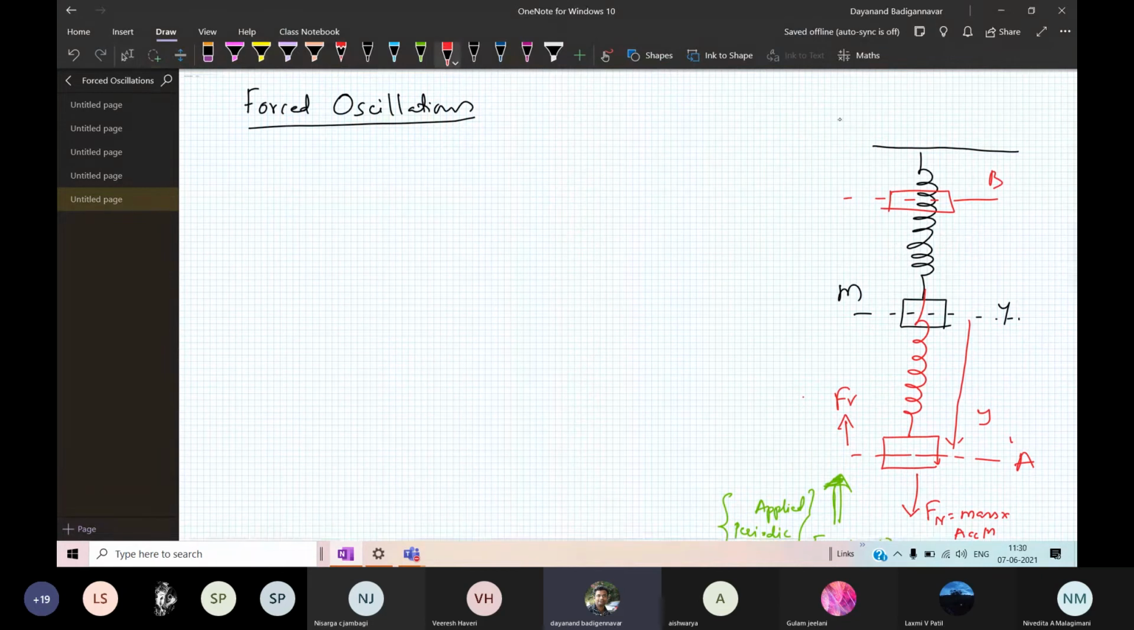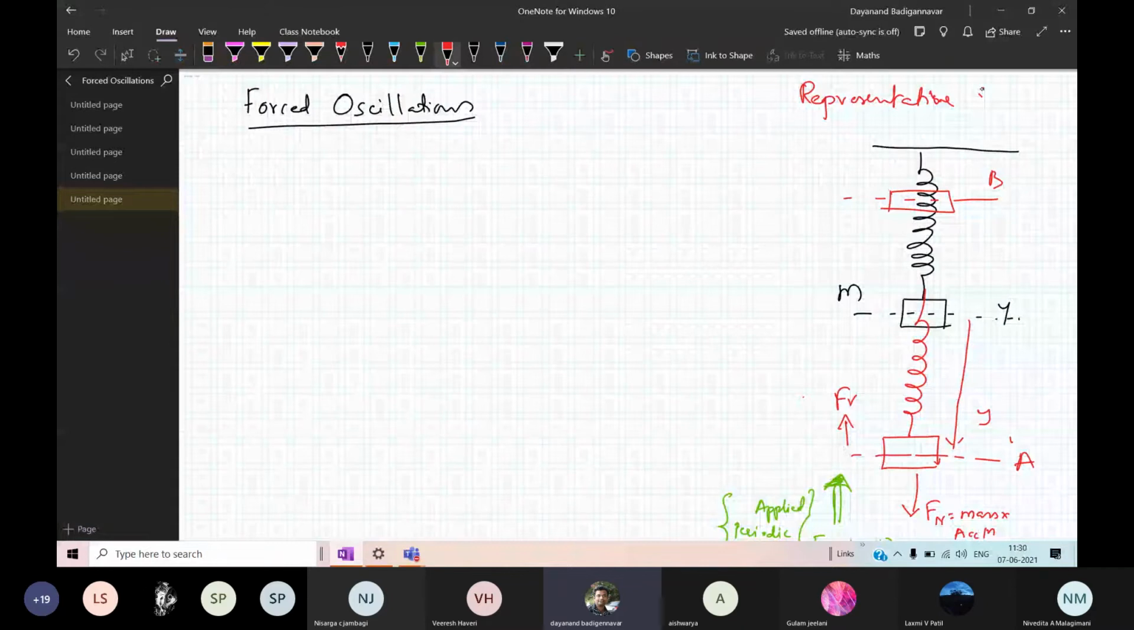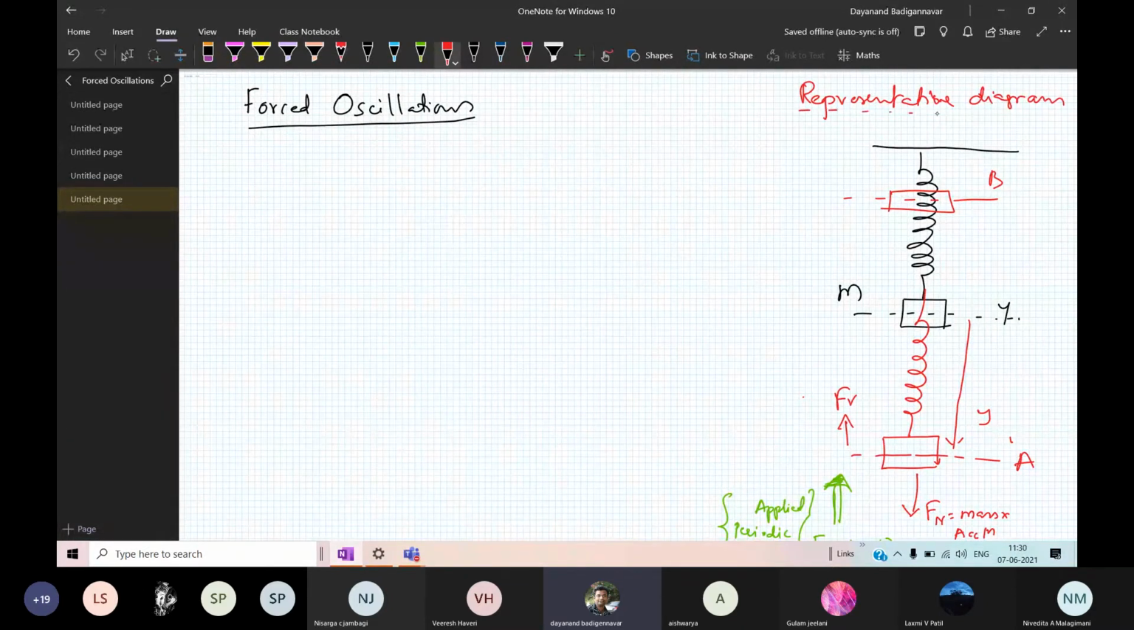The first one, this is a representative diagram, not a specific one. It is a representative forced oscillation diagram. I'll write it as a representative diagram. It can be any one. Okay. So first you write down the forces that you have. The first one is the Newtonian force. You write all the forces.